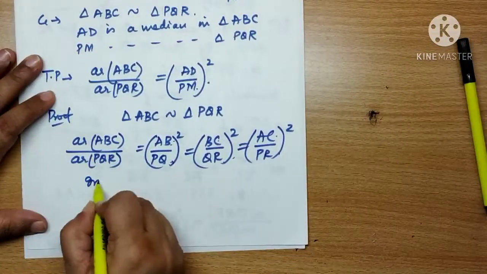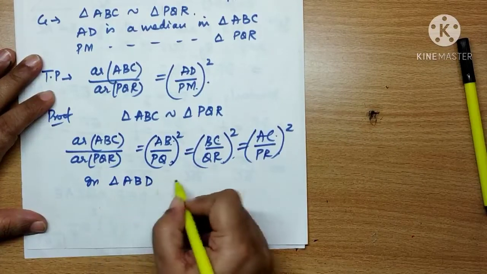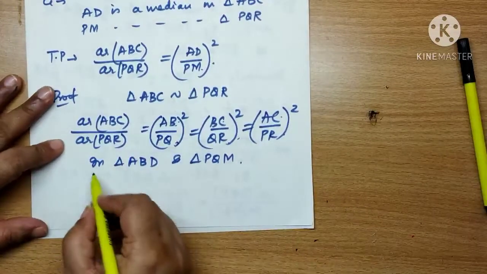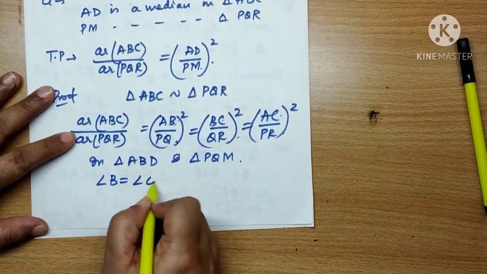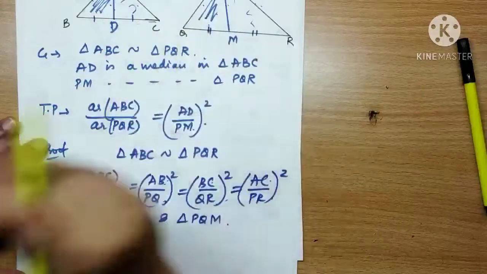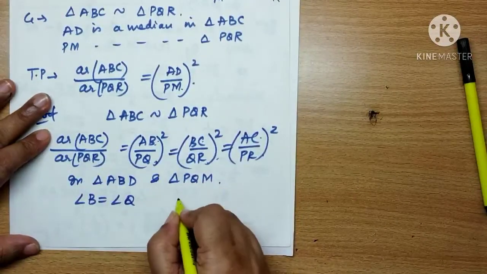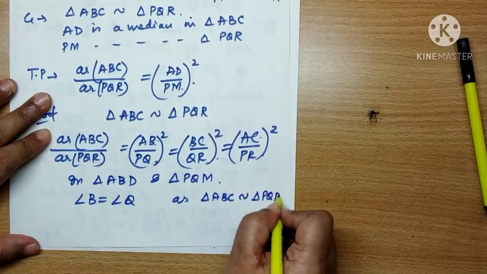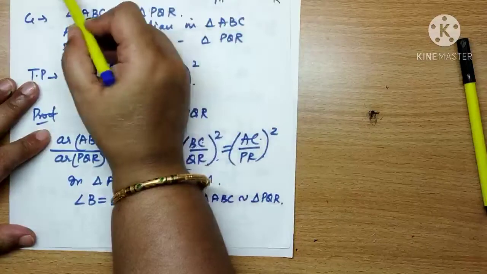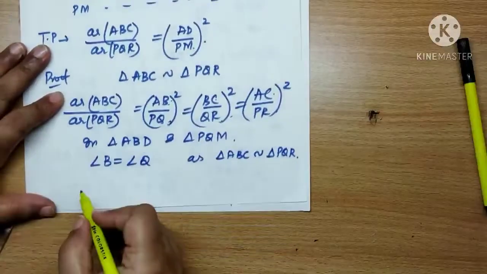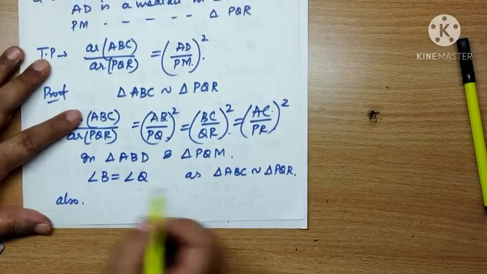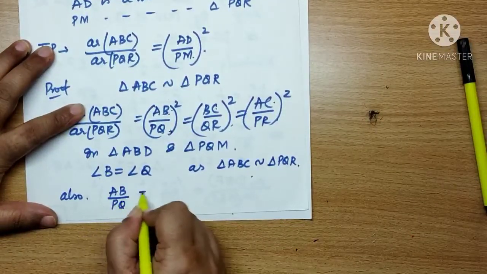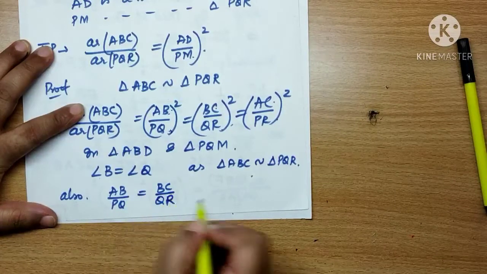So in triangle ABD and triangle PQM, I am trying to prove these two triangles similar. What do we have? Angle B is equal to angle Q. Because why they are equal? As triangle ABC is similar to triangle PQR. Bigger triangles similar, therefore these angles equal. Also, see, bigger triangle similar implies AB by PQ is equal to BC by QR.